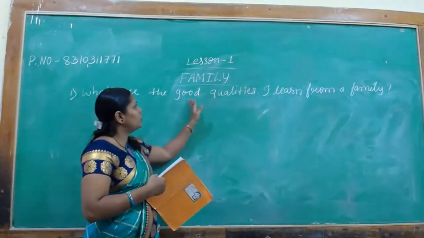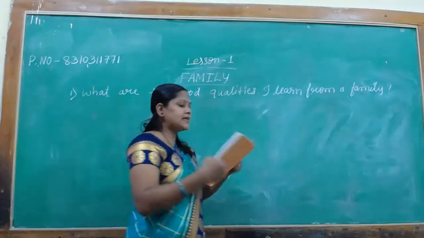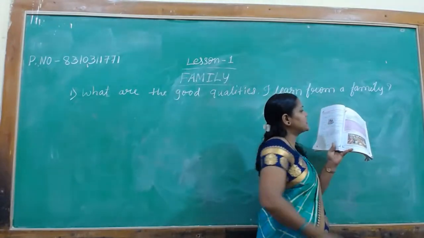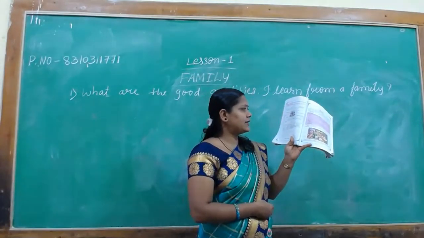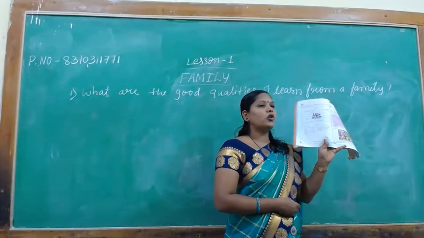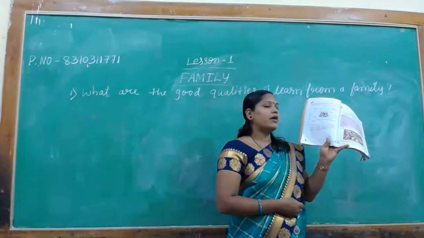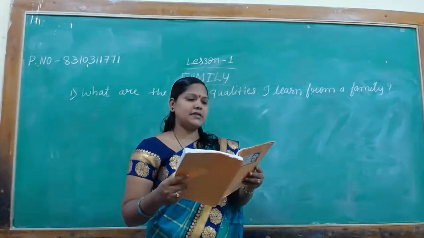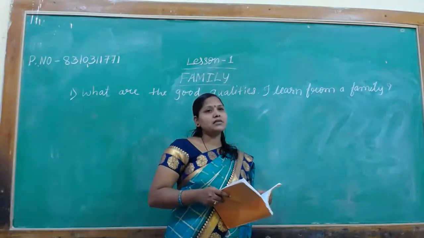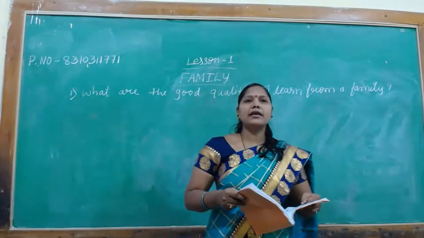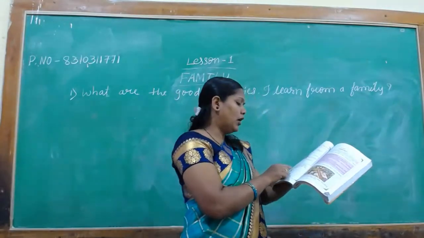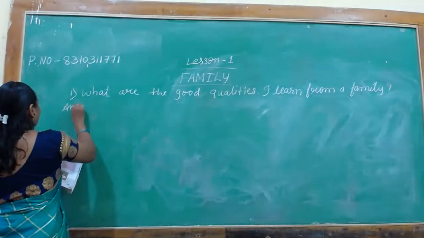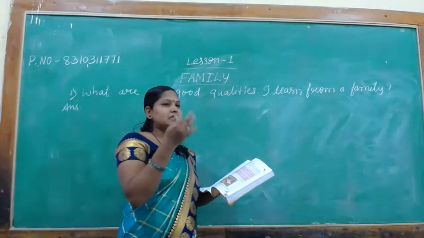What are the good qualities I learn from a family? The answer is already there in the textbook. Above this is given, and in this chart you should write: health, affection, fulfillment of necessities, love, education, respect for elders, cooperation, identification, nurturing, position in the society, habitual practice, living together, protection, coordination, improving relationship, blessing of elders. These are the qualities we learn in the family. You should write this in the textbook. However many points you have, it will be sufficient. Health, answer. You have to write this in the textbook. Afterwards, I will give the notes.